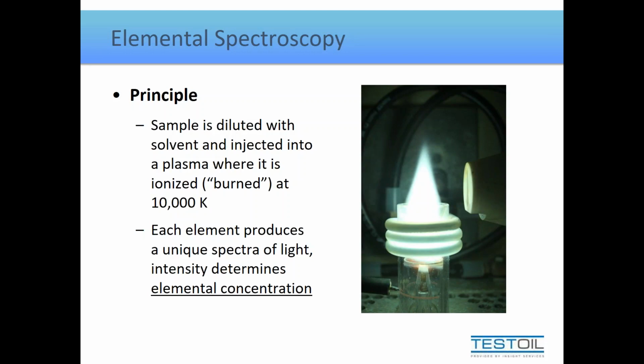What happens is that when the material ionizes, it emits light, and every element on the periodic table produces different spectra of light. And what we're going to do with this instrument is measure the intensity of the different wavelengths of light, and that gives us, in the end, an elemental concentration.